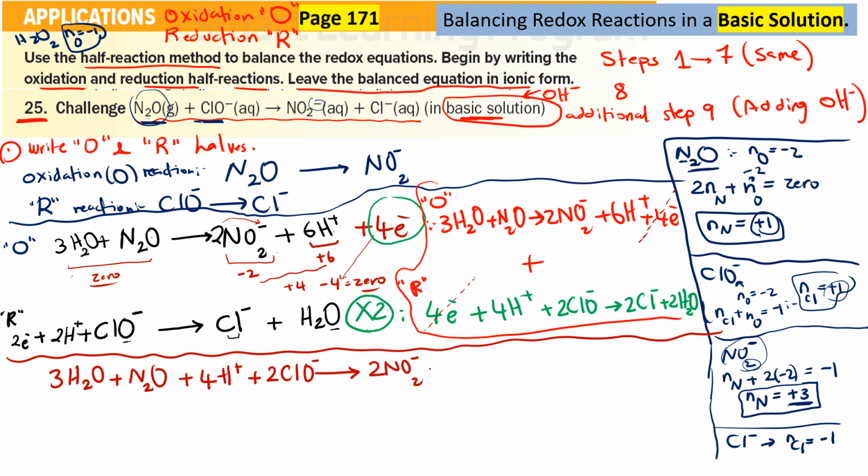2NO2- plus 6H+ plus 2Cl- plus 2H2O. Alright. Now let's check the equation. Is there anything I can cancel on the left and on the right? Is there anything similar in both left and right?